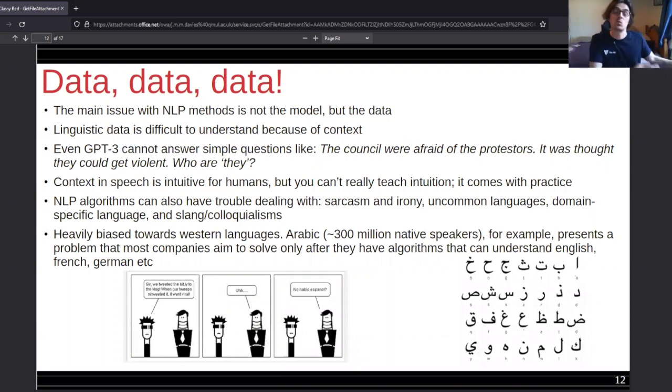And we're also heavily biased towards these Western languages, as I've explained. Arabic, for instance, has around 300 million native speakers, but in Receipt Bank, when we were trying to get Arabic and Mandarin Chinese and the Cyrillic alphabet as well for Polish and for Russian, we found it quite difficult to train our algorithms to do this, because we've trained them with an alphabet initially that was English or German or French or Spanish, okay? So it's something that companies only really aim to solve after they have algorithms that can understand English, right? Because those are the common ones they're probably going to deal with in reality. And whilst the Arabic alphabet, for instance, is very beautiful, it's not something that people in the West will come across very often. So we have to make sure that we understand that.